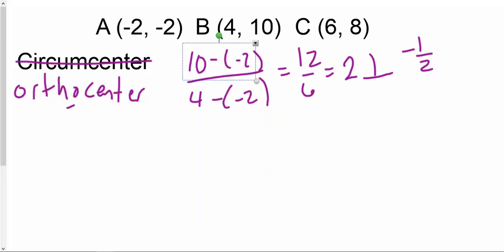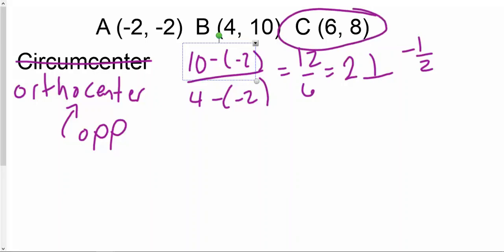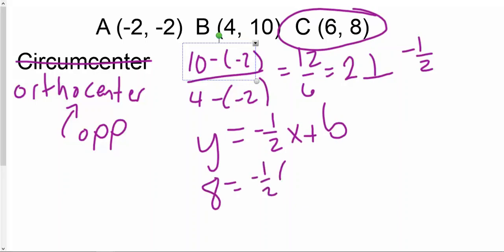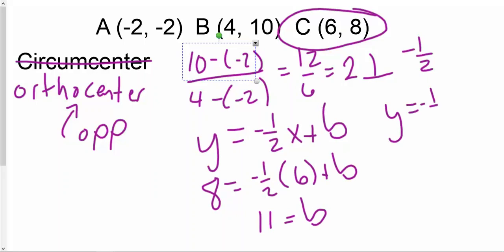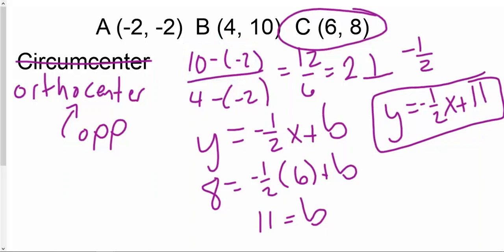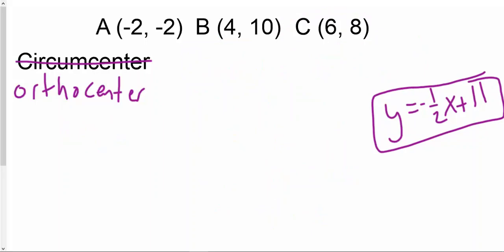However, as we talked about with orthocenter, we have to use the opposite point. The opposite point meaning whatever point I didn't use for my slope, it's essentially opposite of the side length. This gives us y equals negative 1/2 x plus b. Let's plug that back in. 8 equals negative 1/2 times 6 plus b. That means b is 11. So y equals negative 1/2 x plus 11. That's one equation. We need two though. So let's go and find our other.